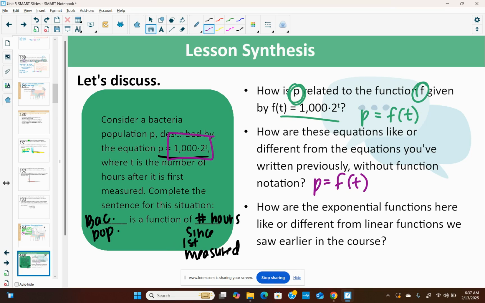And then how are the exponential functions here like or different from linear functions we saw earlier in the course? So both relate one quantity to the next, but linear is repeated adding or subtracting versus our exponential functions are repeated multiplying, and really multiplying or dividing. Okay, but a repeated factor versus a repeated difference.